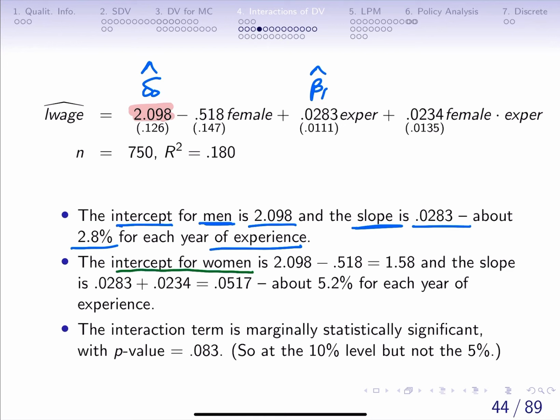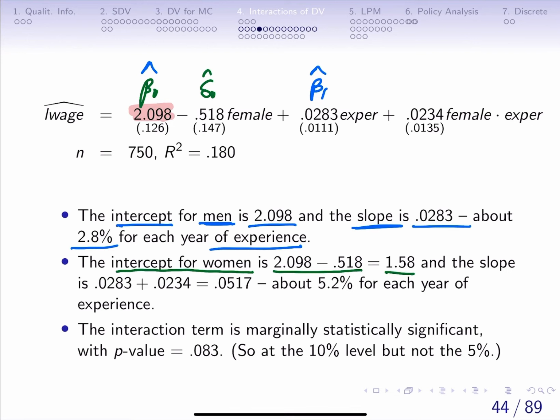I'm sorry, this was beta naught. This should have written beta naught here. And this is delta naught. So delta naught hat. And so the intercept for women is 2.098 minus 0.518, which is 1.58.